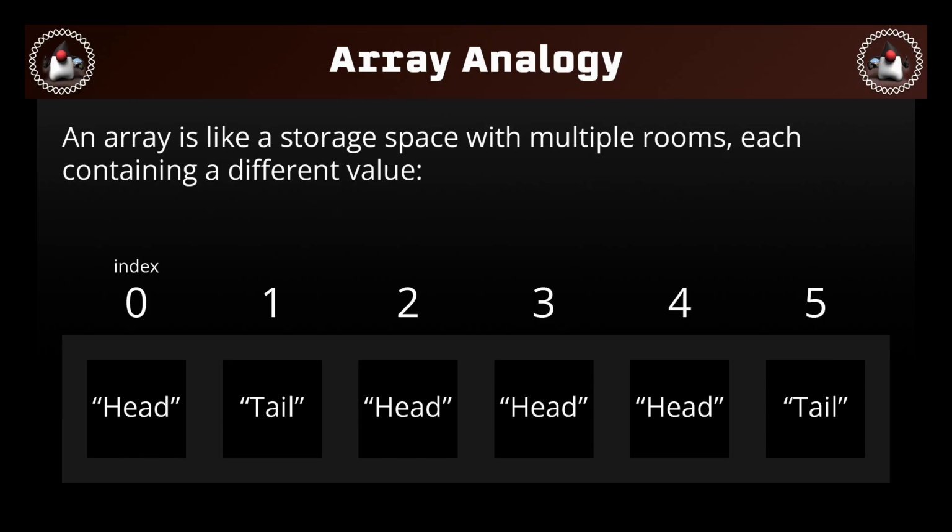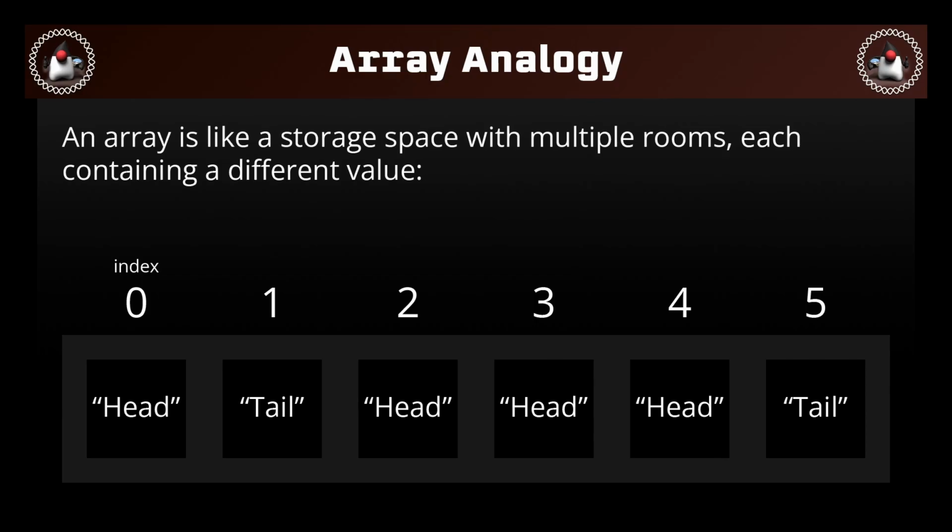So an array can basically be thought of as a storage space with multiple rooms. And the number of rooms that are there has to be fixed because you can't feasibly expand or reduce the space inside a building that's already there. And so each of these rooms contain a different value.